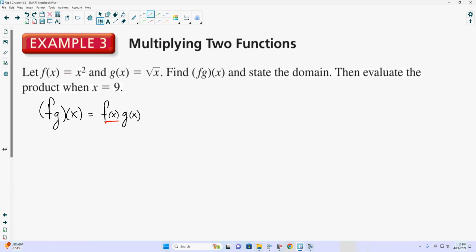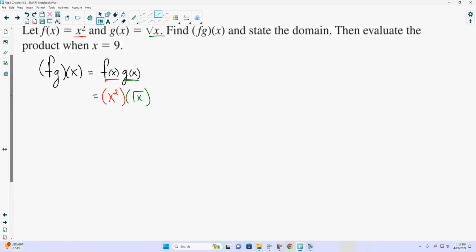Now, f of x is x squared. Our g of x is the square root of x. So we're wanting to multiply these two together. We're wanting to multiply x squared and the square root of x together. What do you think our product of x squared and the square root of x would be? We're just multiplying them together.